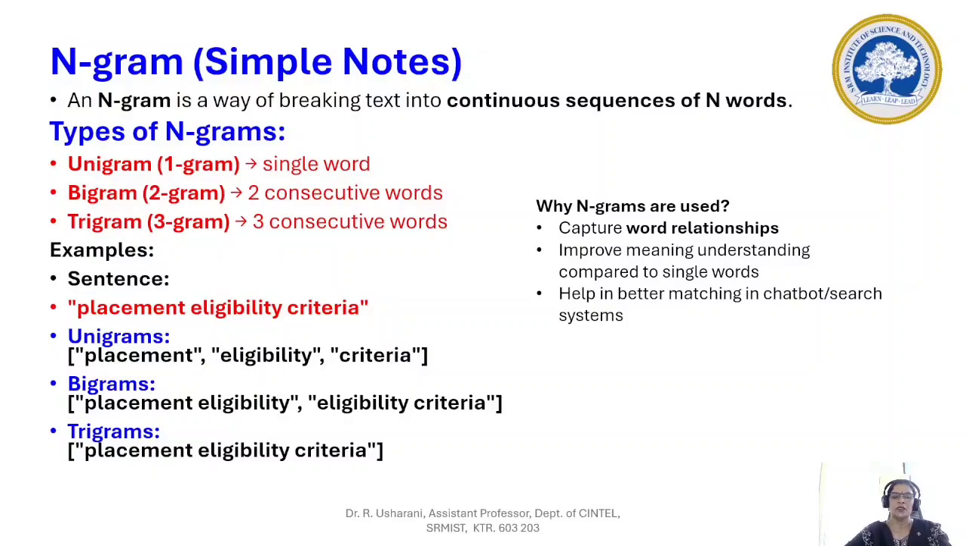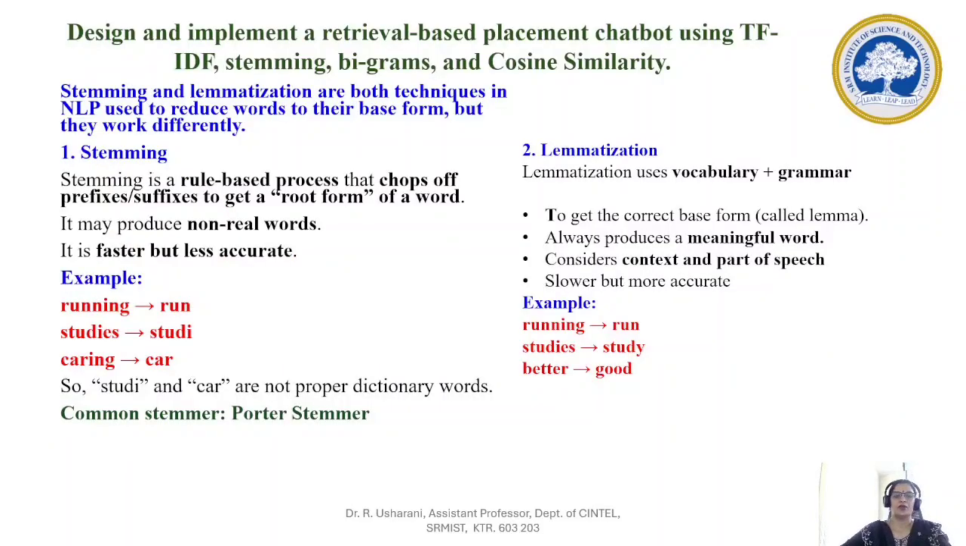So in our program we are going to implement stemming also. So what is stemming? It's a rule-based process that chops off prefixes and suffixes to get a root form of a word. For example, running. From this word, the suffix ing can be removed, so we can take only the word run. Similarly, studies: the suffix es is removed, these two letters removed, now study. And caring, ing removed, car. But in stemming, study and car are not proper dictionary words.